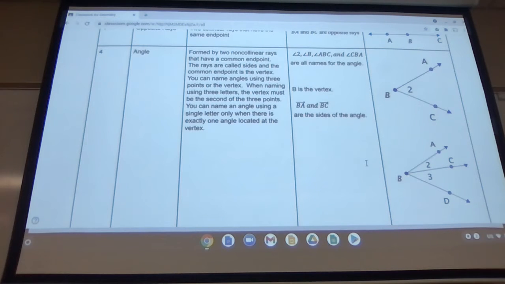Any questions with the angle? How many people have seen angle before? Okay, nothing new there. That's good.